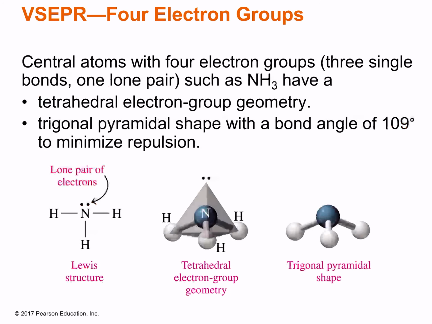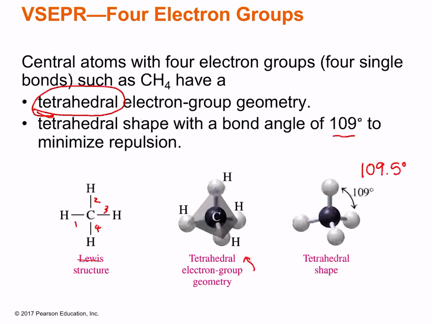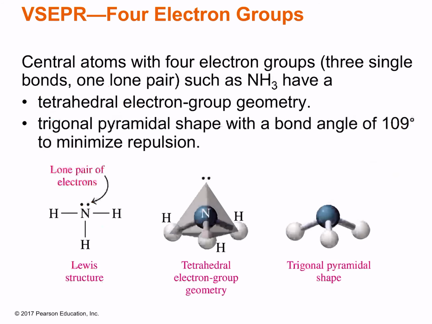So this is a subset. Tetrahedral is kind of the overarching group, right? 4 things around the central atom. So this is still 4 things around the central atom, right? 1, 2, 3, 4. But now, instead of having 4 bonds, one of those bonds has been replaced with a lone pair. So this is when we have 3 single bonds and 1 lone pair, okay? So this is still tetrahedral, what we call electron group geometry, because there's 4 areas of electrons.